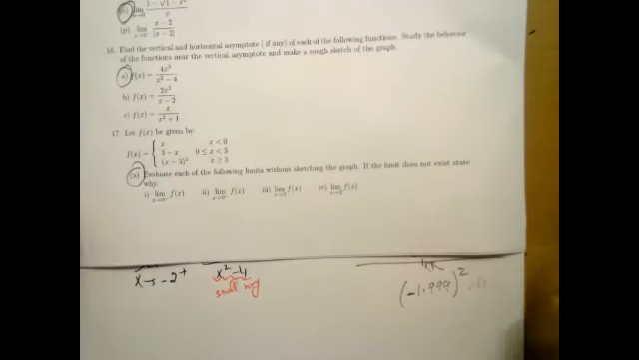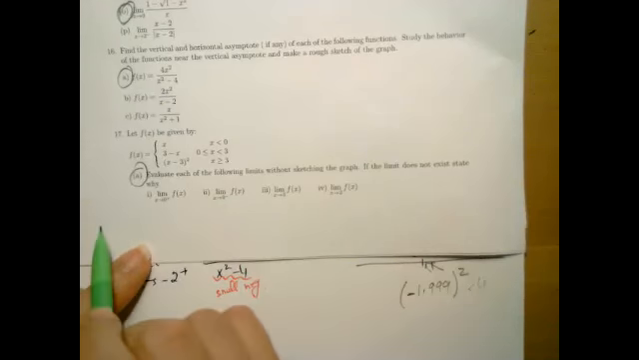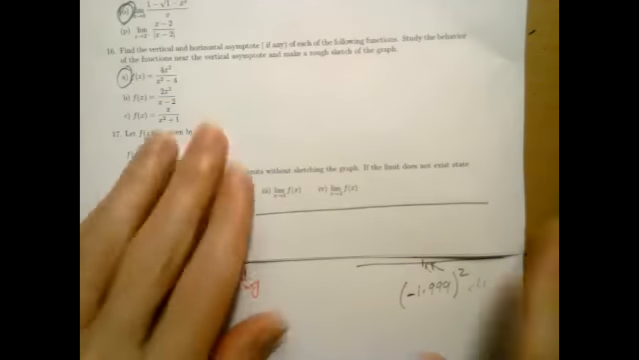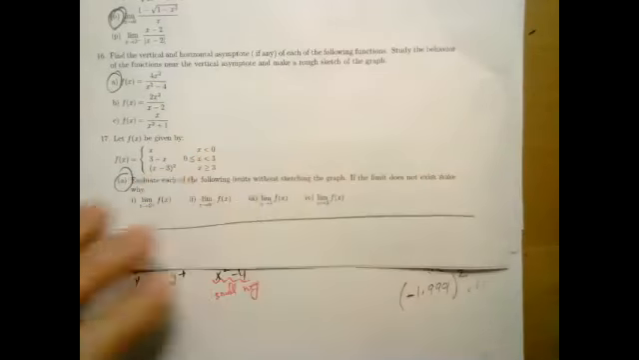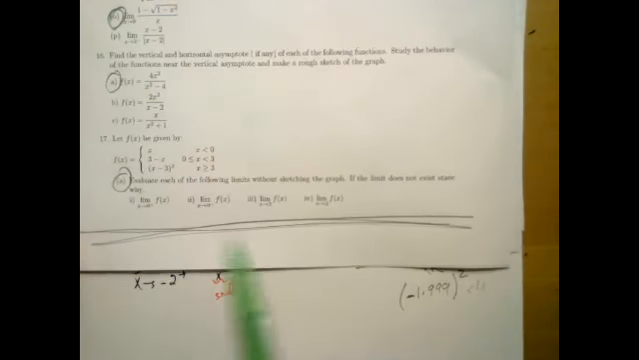Austin's asking me about continuity. You're not responsible for continuity. The only thing you're responsible for is up to 17a. Continuity will take me half an hour on Monday, so I'm not concerned about it. So you're responsible for everything up to 17a. 17a is included, and it has nothing to do with continuity. It's just a limit, and I did a problem like this yesterday. All right, so good luck.